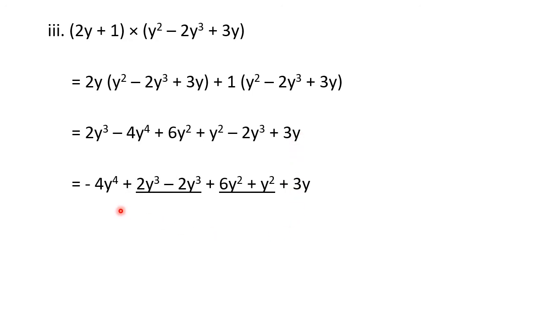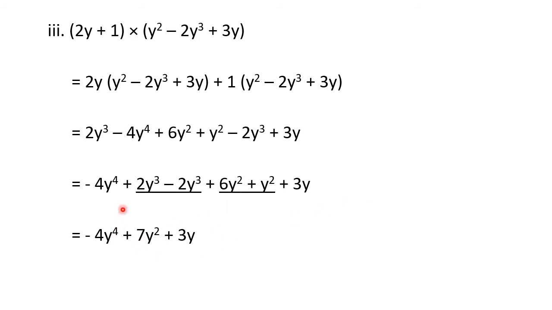Okay. So now these like terms we can add or subtract. Here plus 2y³ and minus 2y³ will get cancelled. The answer is 0 here. And here 6y² plus 1y², we will get 7y². So our final answer is −4y⁴ + 7y² + 3y.